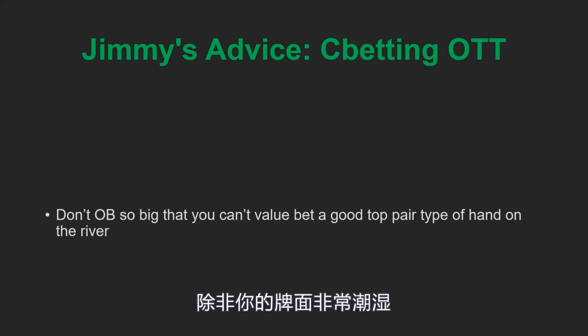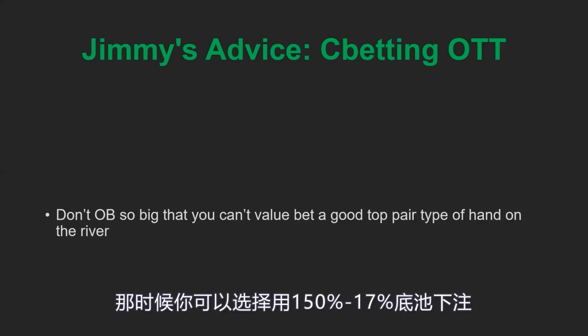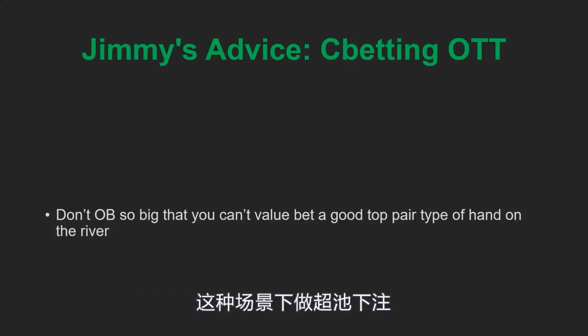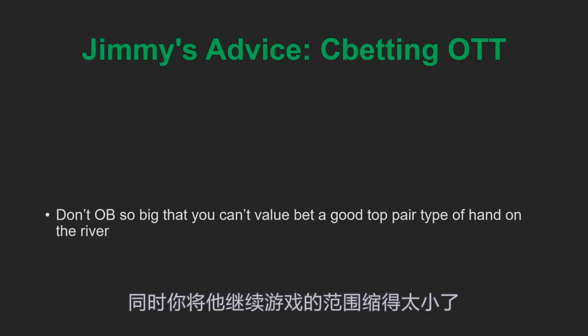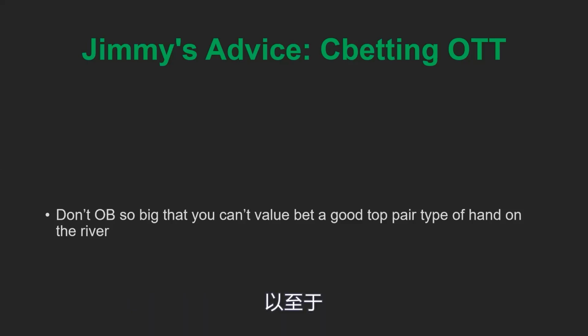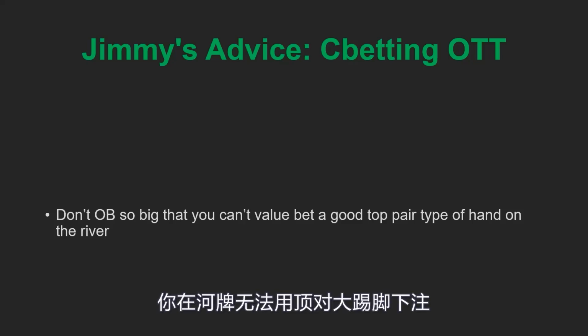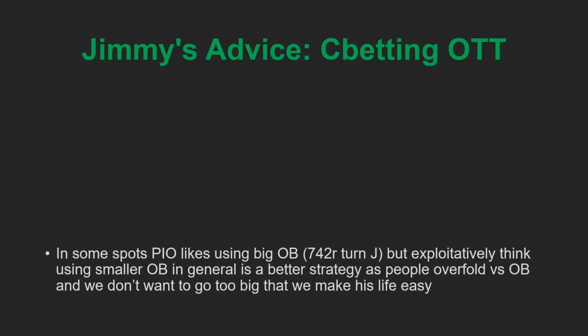Unless it's a really wet turn, with two flush draws, multiple straight draws, all that type of stuff, and you think that on the river you will not be able to value bet a whole lot, then sizing up to 150 or even 175 on the turn is fine in those situations. But on a dry turn, going super big just makes villain's life easy because he just needs to fold more, and you also isolate his range too much, so you can't even value bet a hand like a strong top pair, good kicker.